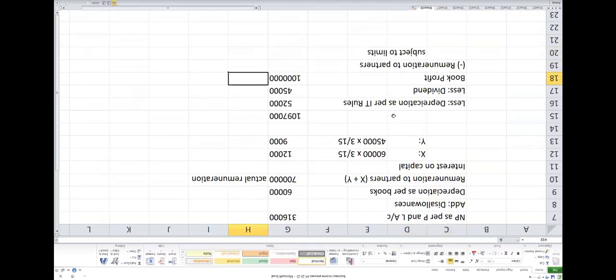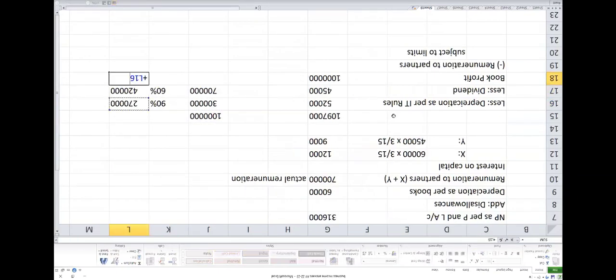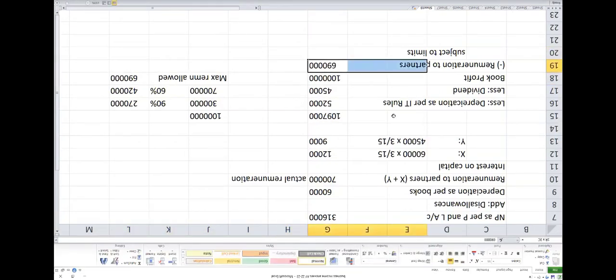We have to check: book profit is 10 lakhs. On the first 3 lakhs, 2,70,000. On the balance, 60%, 4,20,000. So the maximum remuneration allowed is 6,90,000. How much have the partners taken? 7 lakhs. Do not just deduct 7. The maximum allowed is 6,90,000, so the 10,000 drawn in excess is disallowed and added back to the firm.